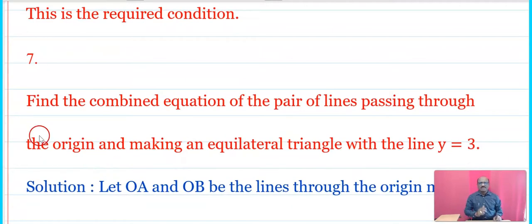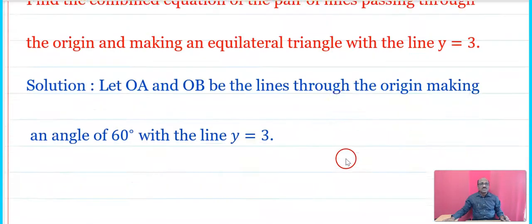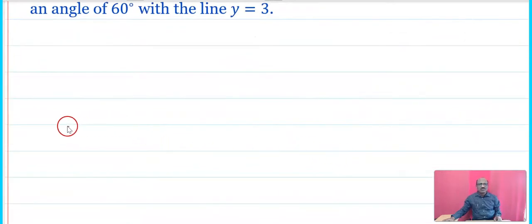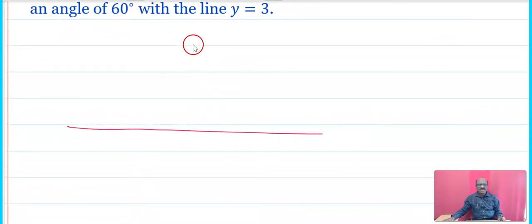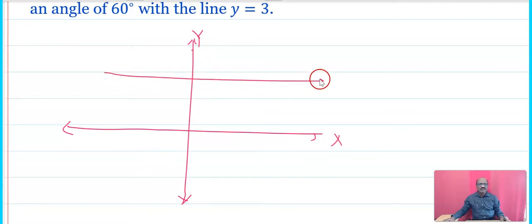Now the next problem. Find the combined equation of the pair of lines passing through the origin and making an equilateral triangle with the line y is equal to 3. Now see this here, our coordinate geometry. Here is the x-axis and this is the y-axis. The line y is equal to 3. If we draw the line y is equal to 3, here is y is equal to 3.